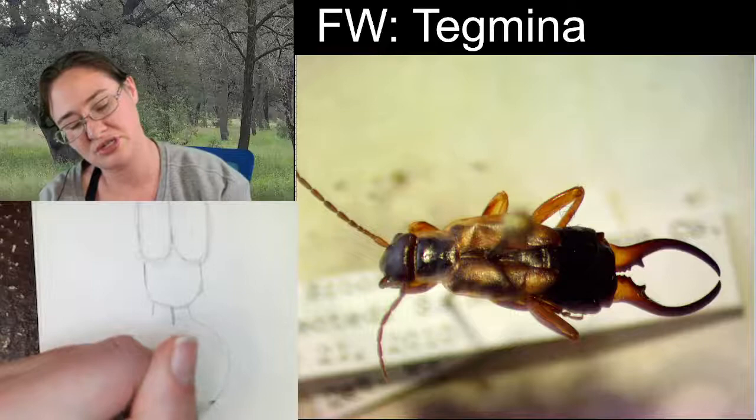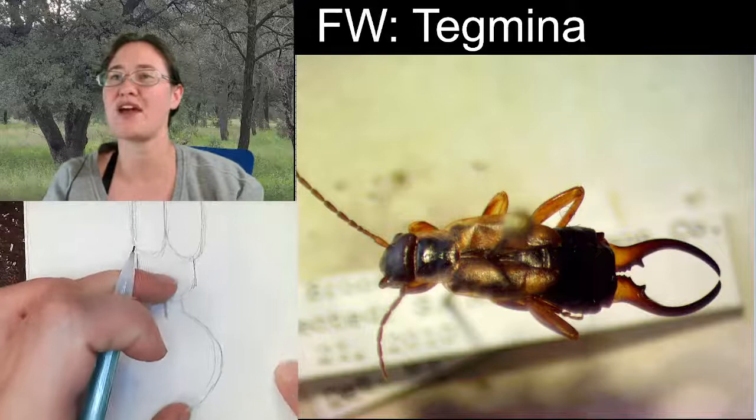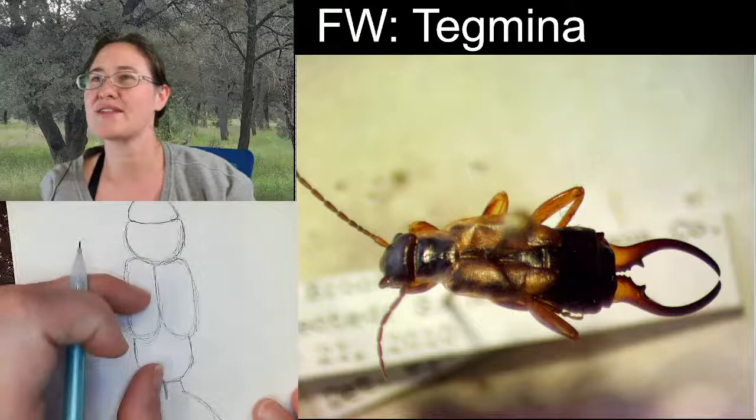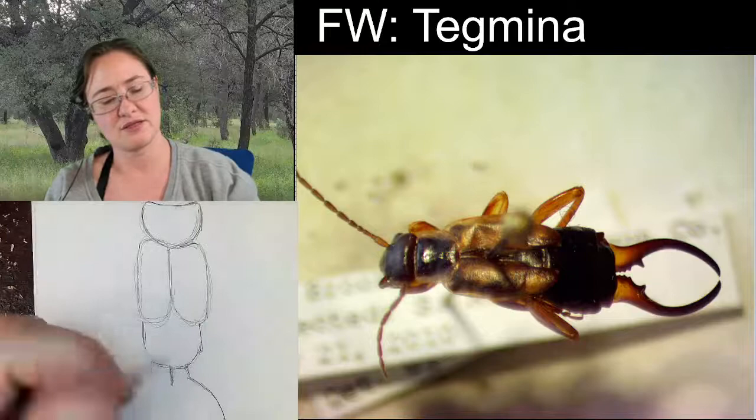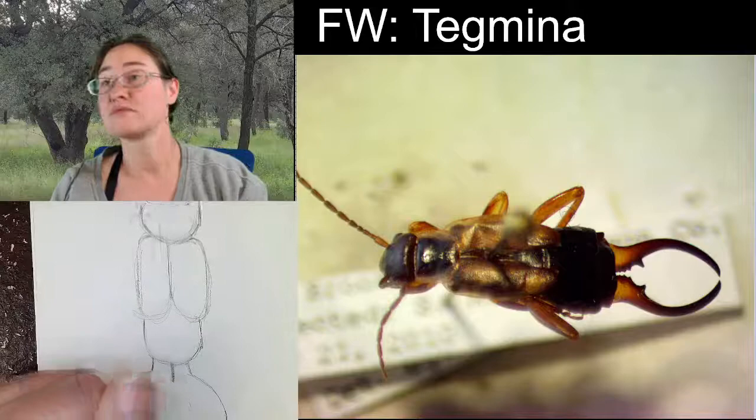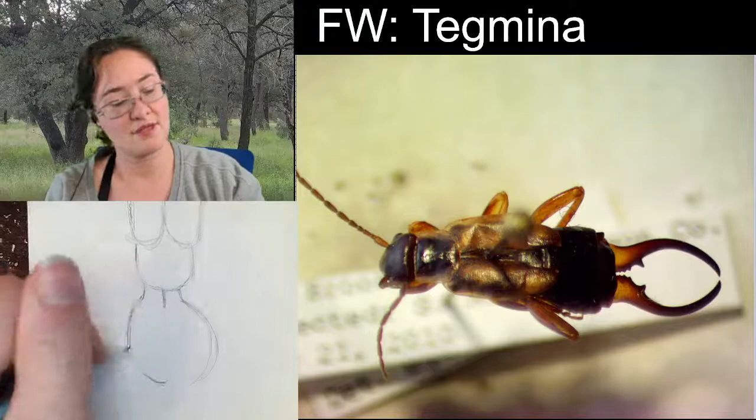And your goal is to make our cerci about as long as the abdomen and then half of the elytra. So it looks like mine just have to be a little bit shorter. But that'll be fine. Let's see. Something like this. And I'll be able to come back and fix some of these angles.